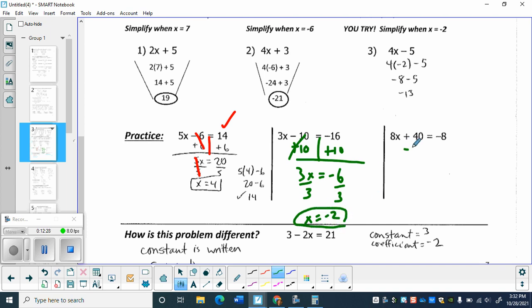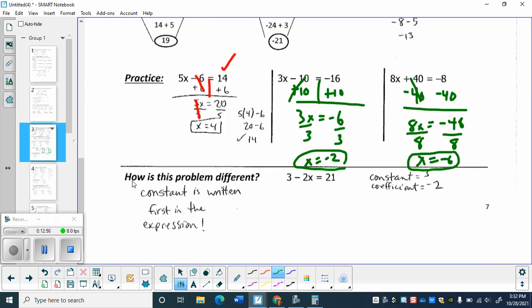And for this one, I'm going to subtract 40 from both sides. We'd get the 8x down here. This cancels out. And over here, this would be 48 negatives. And now when we divide by our coefficient of 8, we get a -6. So the answers to these 3 would have been the 4, -2, and -6.